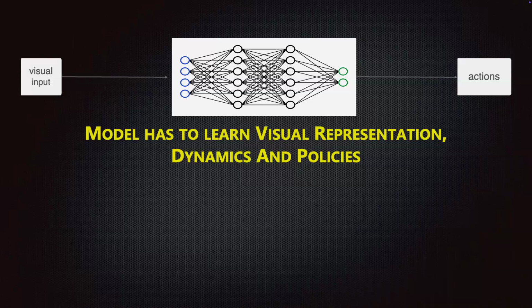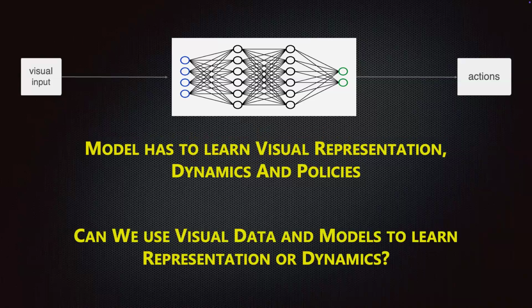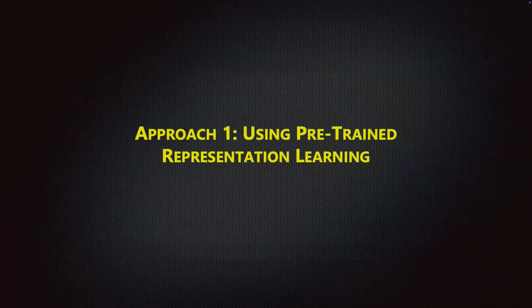Now, because you have to learn representation, dynamics, and policies, you need lots and lots of data to learn this model. And so here we want to see, can we actually use the visual data to factorize some kind of learning and basically reduce the requirement for learning the large-scale models. So in the first part, I want to explore how we can use pre-trained representation learning to reduce the active data requirements.